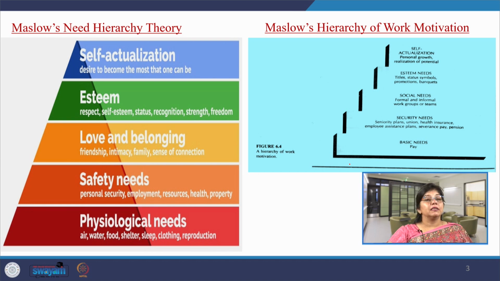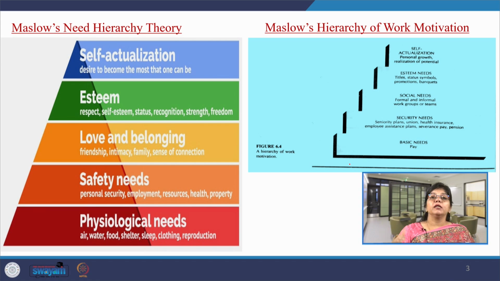If we talk about the basic needs of an individual which form the base of an individual's work, it is the basic pay. What an individual requires to satisfy his basic needs is the basic salary. So, this forms the most basic need of an employee at work, that is pay. Once the person is satisfied with the pay, he becomes motivated to satisfy other needs at work in the form of security needs such as seniority plans, insurance, union, employee assistance plans, severance pay and pension, which can secure his future.